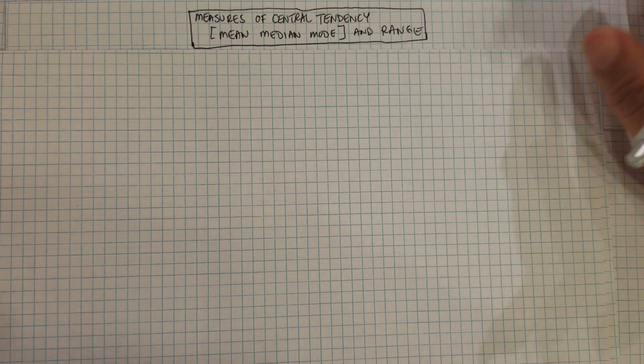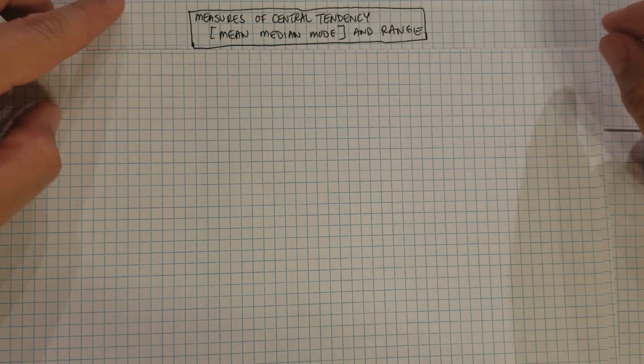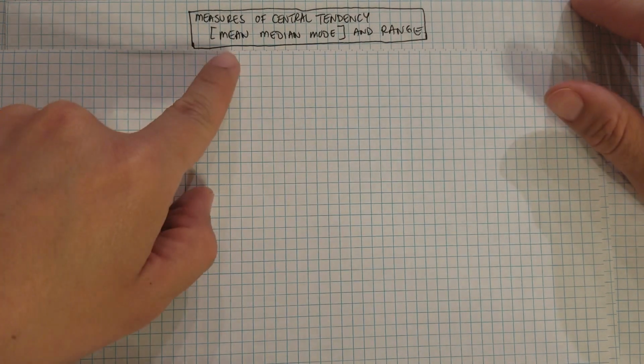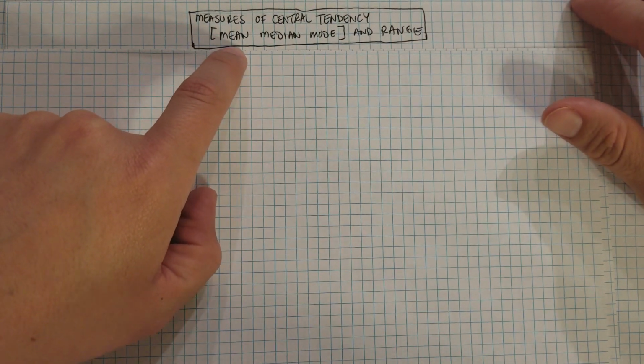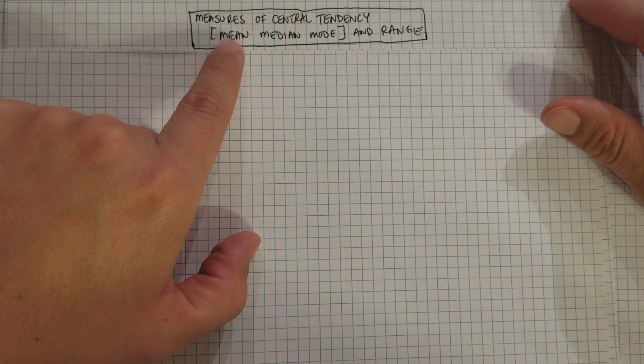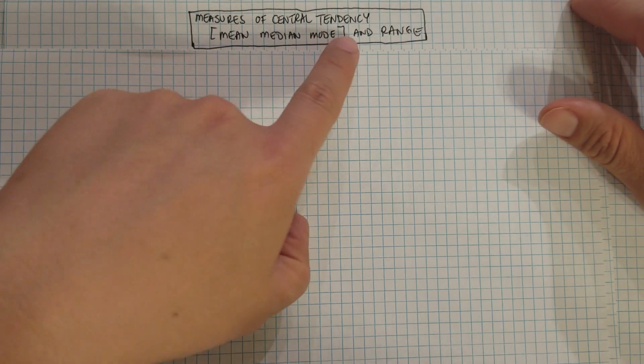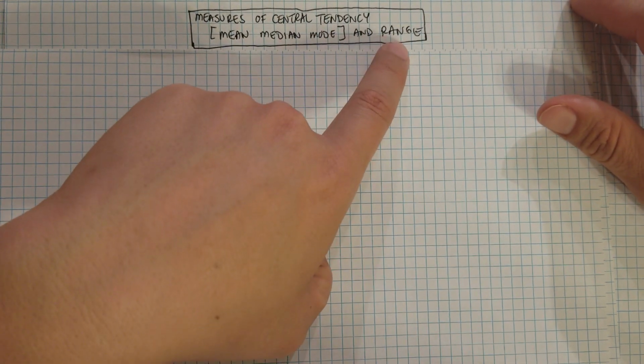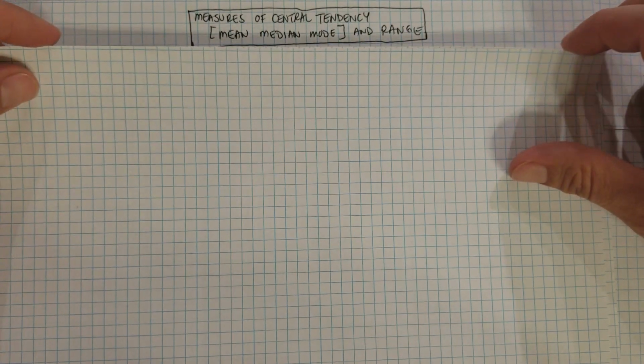All right, people, in this video we're going to be talking about measures of central tendency, which, if you remember from whenever it is that you learned this, probably in middle school sometime, are mean, median, and mode. And then we're going to include the topic of range. So what are the definitions for each?